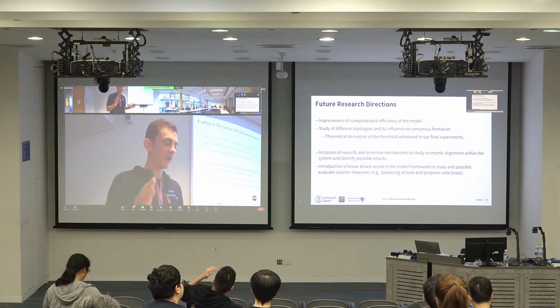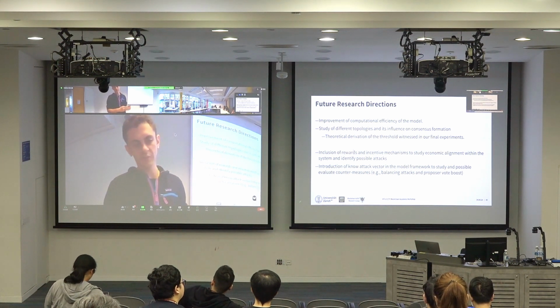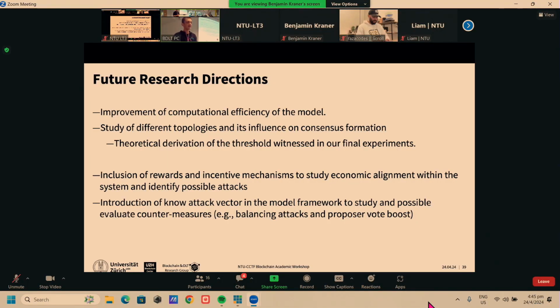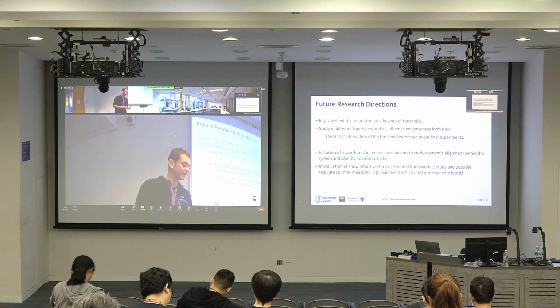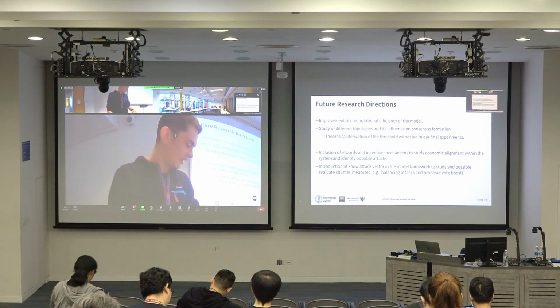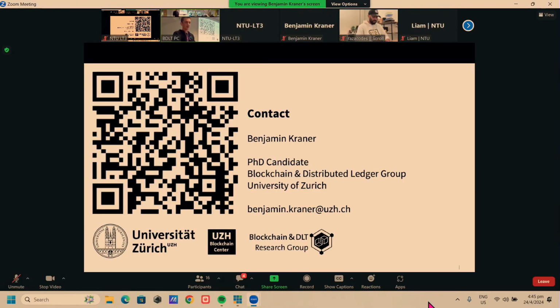And finally, you can also study attacks on it, which goes hand in hand with the economic incentives that you have. You could study eclipse attacks or balancing attacks, and you could also model within it proposals that might offer a solution to such problems. And that's it from me. I think I was slightly too long, but thank you very much for listening.